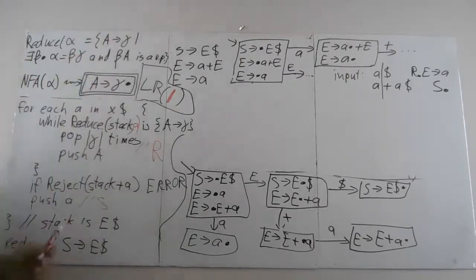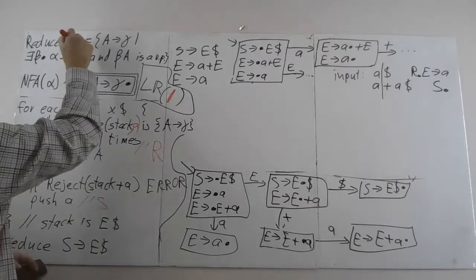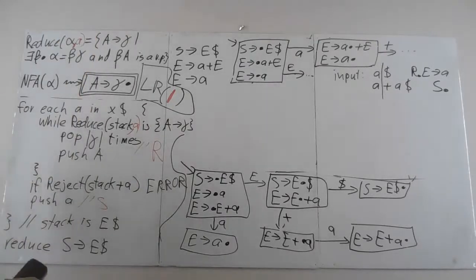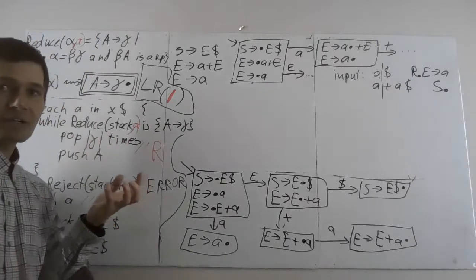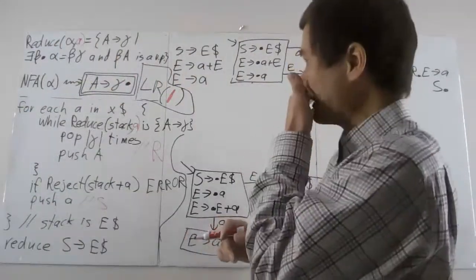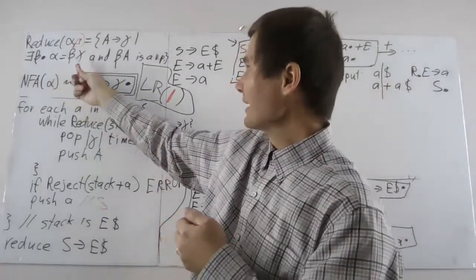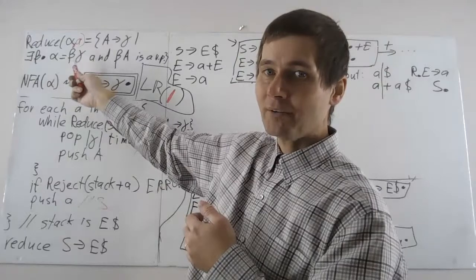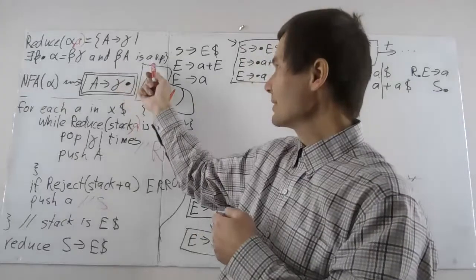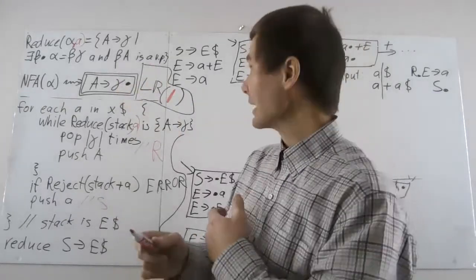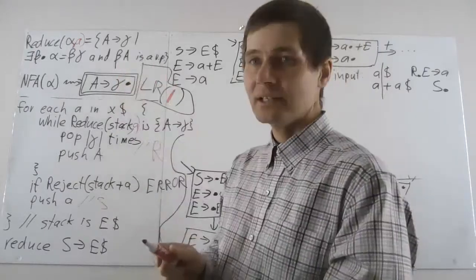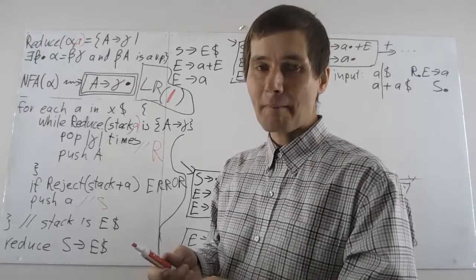So now, if reduce has this extra information about the next input symbol a, how can it use that extra information? So what's going to happen? The stack is still beta gamma, right? I still want to pop gamma off if gamma is at the top of the stack. But what needs to be a viable prefix after I reduce? Well, after I do the reduction, beta A is going to be a viable prefix.